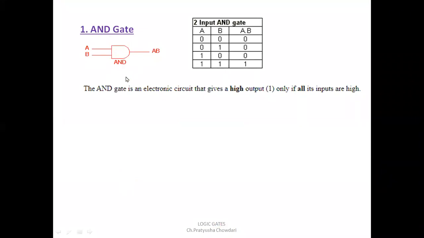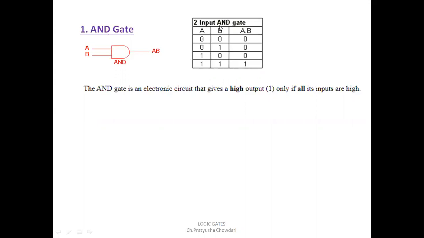AND gate. This is the logic symbol for AND gate and the expression is A dot B. This is the truth table for AND gate. It says that if all the inputs are high, then only the output is equal to 1. It's a truth table for 2 input AND gate.